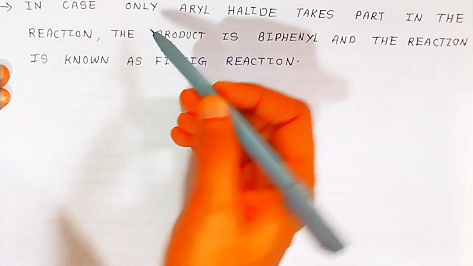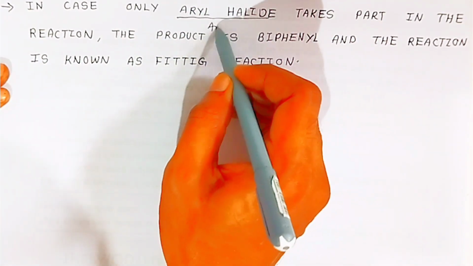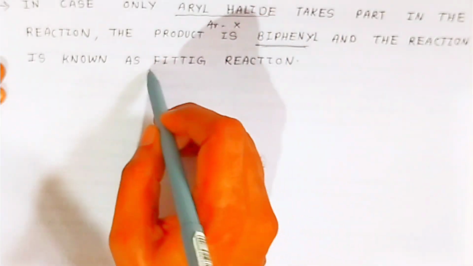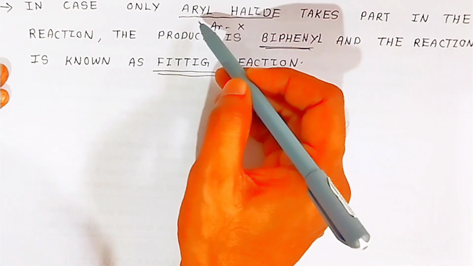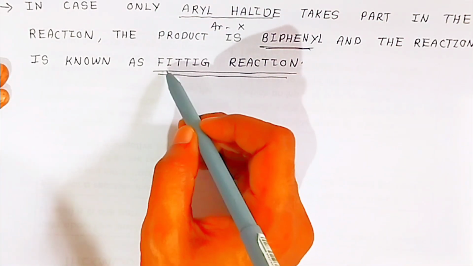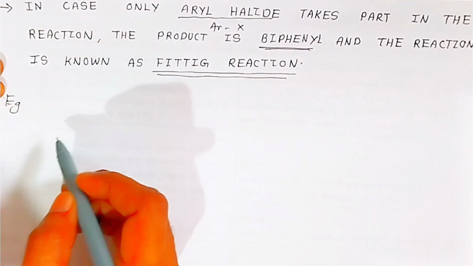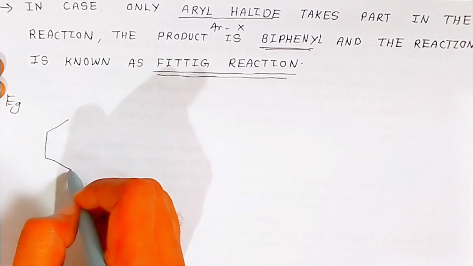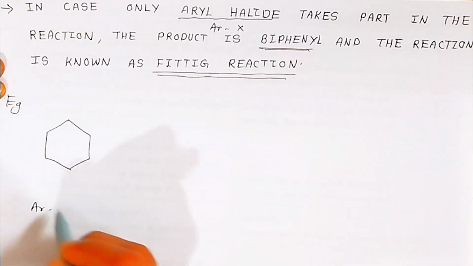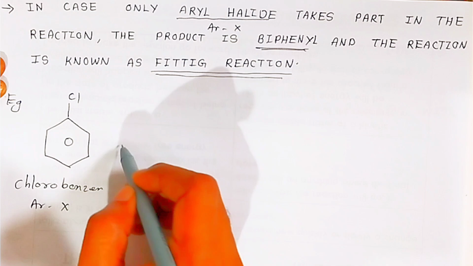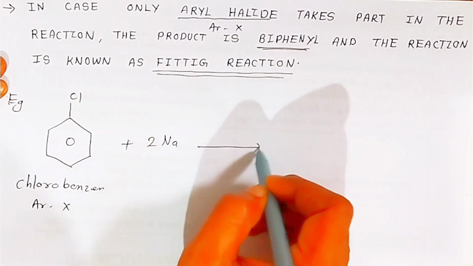In case of only one aryl halide, if you are taking only one aryl halide, that is ArX, that takes part in the reaction, the product is biphenyl. And the reaction is known as the Fittig reaction, only the Fittig. If one type of aryl halide we are taking, only one name will be there, that is Fittig reaction. Understanding, students? Say for example, students, if you are taking one type of aryl halide, say here chlorobenzene, that is called chlorobenzene, students. So this is aryl halide, students, in presence of sodium metal, dry ether.